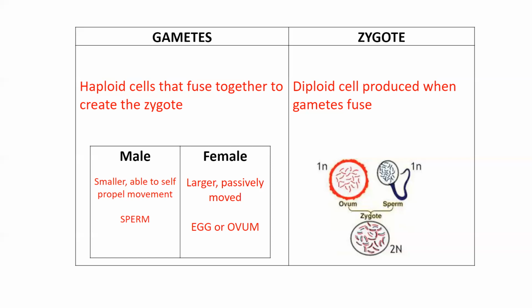Also, the sperm can self-propel with little tails. Eggs are just passively moved through the body. They can't swim towards anything. As soon as they get fertilized, they are no longer lazy. And also a difference, which you don't have to write down: males are constantly producing gametes all the time. Females produce all their gametes before they're even born, and then they just hold on to them for the rest of their life.